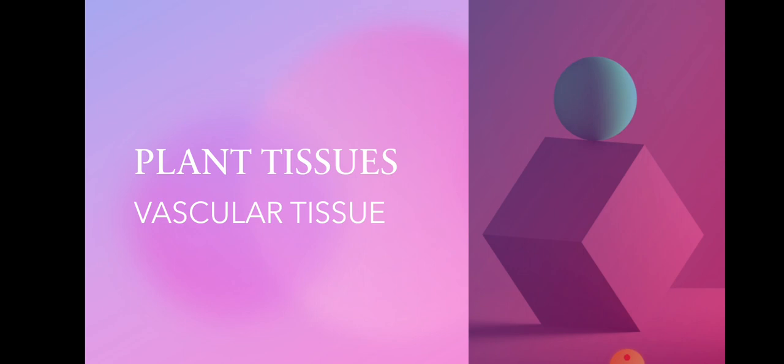Okay, so as we already discussed in the last class, there are four types of plant tissues. Four types: meristematic tissue, dermal tissue, ground tissue, and vascular tissue. When coming to the definition of vascular tissue, this is the tissue which helps in transport of materials. That is known as vascular tissue.